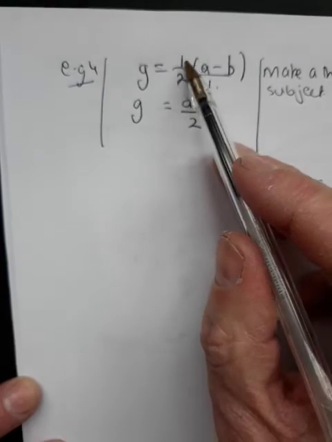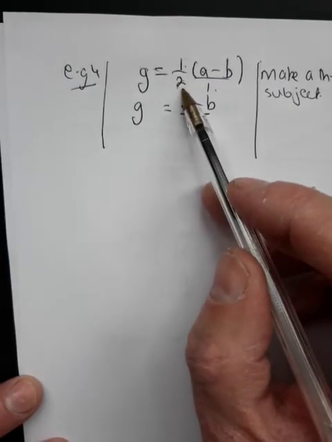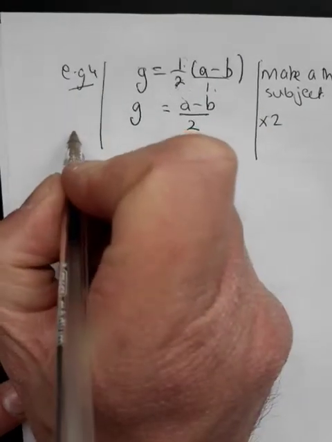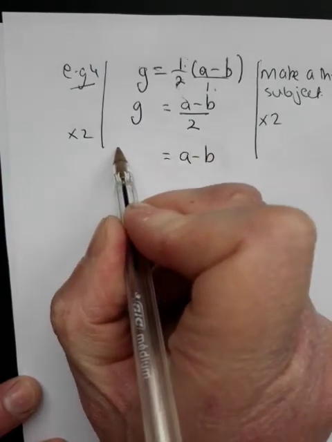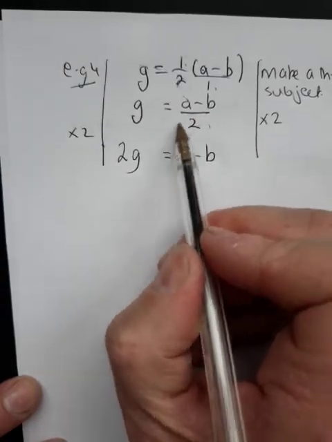But you might even see it here. To get rid of a half, what do I need to do? I need to times it by 2. So times the right hand side by 2, and I'm going to times the left hand side by 2. So we get a minus b equals 2g. I've got rid of the divided by 2 there.